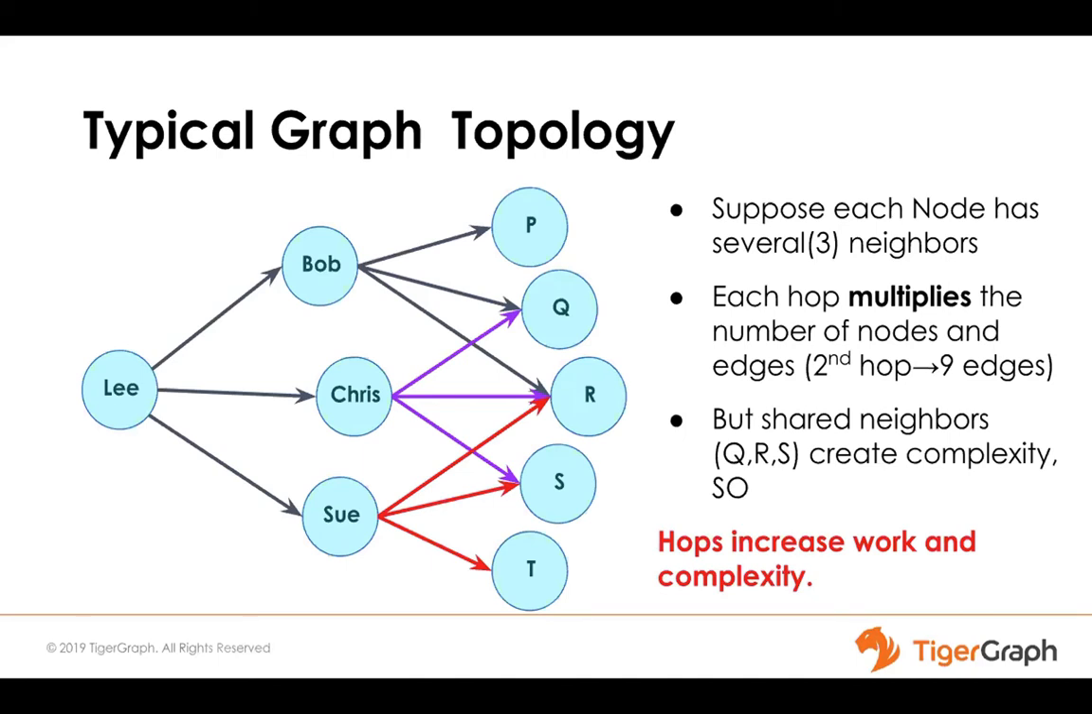So there's some complexity, and that overlap, depending on what your use case is, is potentially very important, and you need to take that into account. In fact, that is what graph data is all about. Graph data is all about understanding the meaning behind connections. And when you have this shared friendship or shared association, understanding that is part of what you get out of graph. So hops are good, but the more hops you take, the more work is involved and the more complexity.